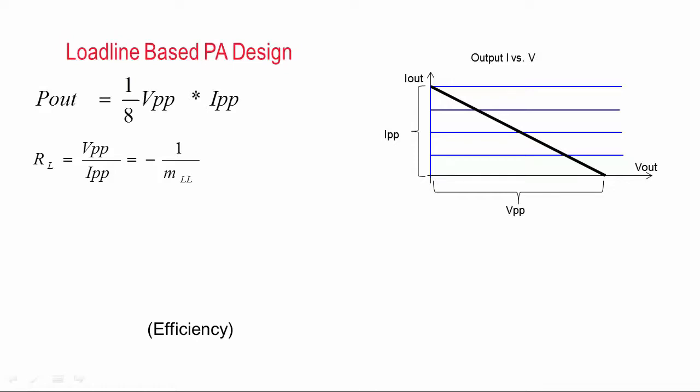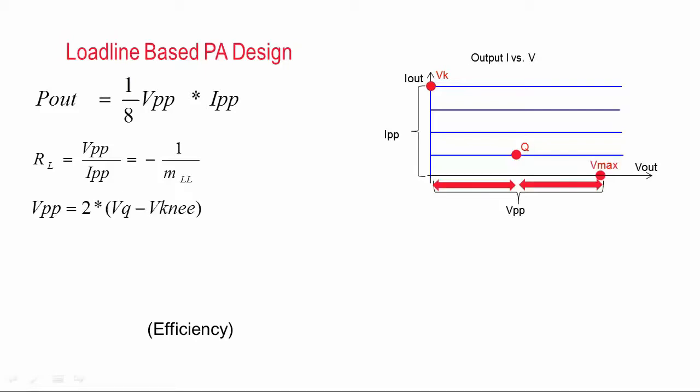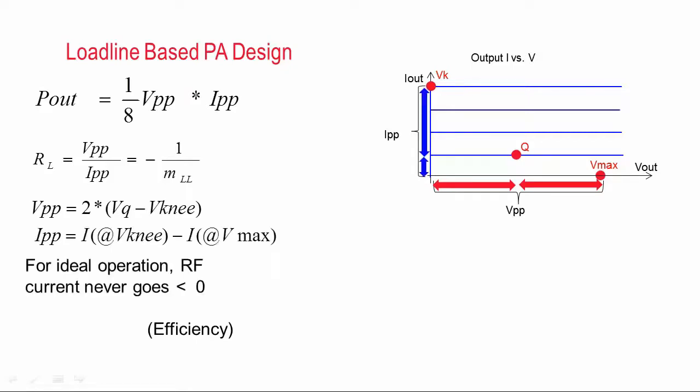So what do I need to know to do that? Well, if I specify a knee voltage and a quiescent DC bias point, then I can assume that the voltage will swing symmetrically around the quiescent point all the way to a point called Vmax. The current will swing around this point too, but it won't necessarily be symmetric. So the assumption I'm going to make is that once the current reaches zero, it will stay at zero as the voltage swings up to Vmax.